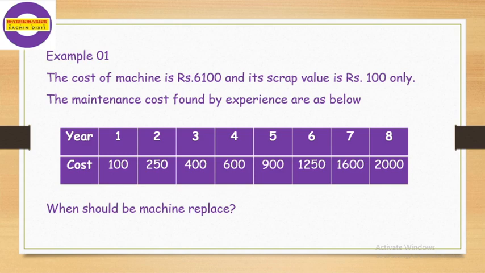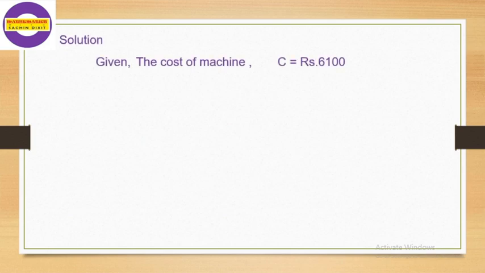Now we solve this example. Solution. Given the cost of the machine, that is C equals rupees 6,100, and its scrap value S equals rupees 100. These two costs are given, and the maintenance cost per year is given.